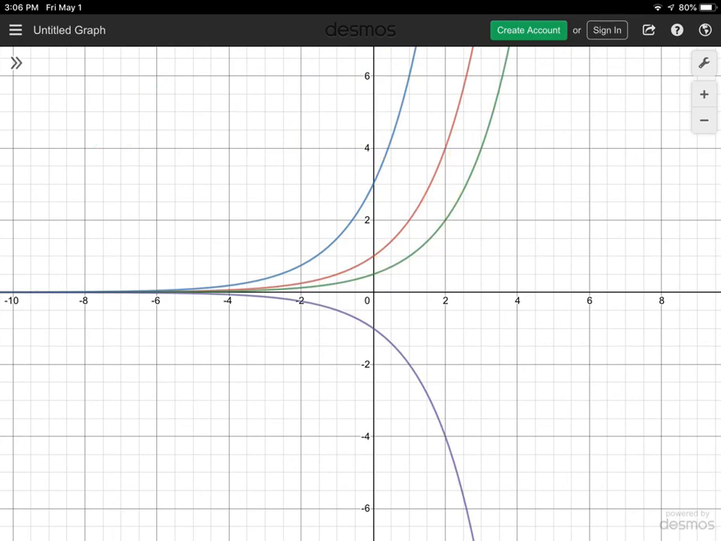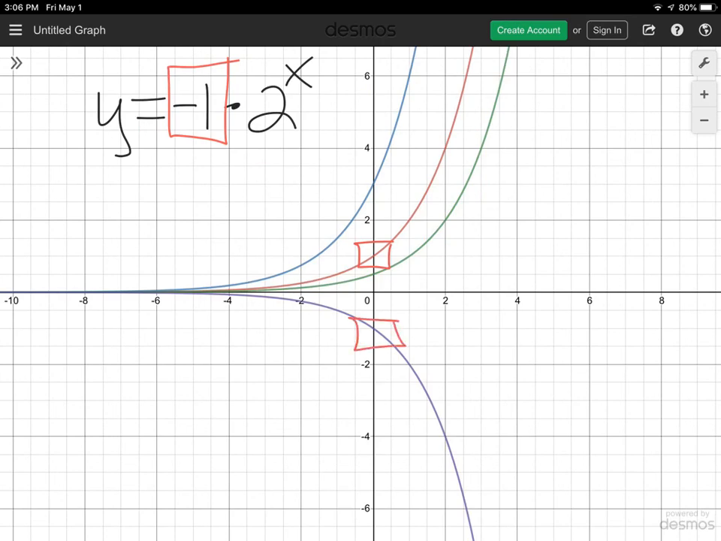I don't have a purple color in Explain Everything, but what we're looking at is y is equal to negative 1 multiplied by 2 to the x. And I'm writing it this way so that we can identify our a value as being negative 1. Okay, and that's caused our vertical reflection. And as we can see on our actual graph, we started out with a y-intercept at 1. Well, our new y-intercept is down here at negative 1.